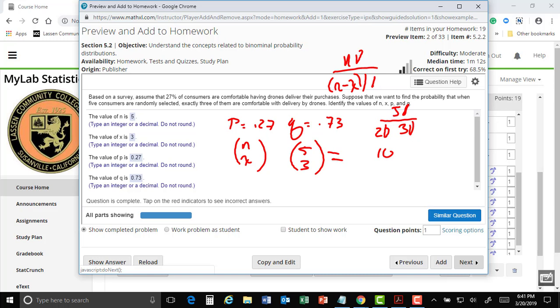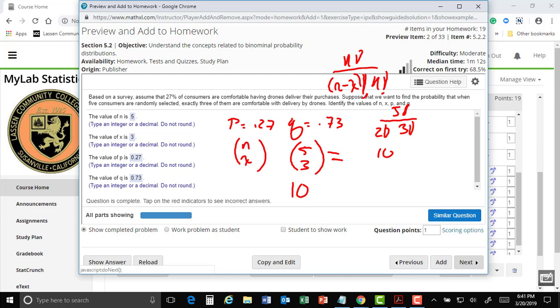Okay, anyway, that's 10. So, what do we got? P, Q, 3, 5. Great, now, we didn't actually get an answer, did we? So what would the answer be? We would have to take 10 times how many ways we can get a success. A success is 3, yeah?